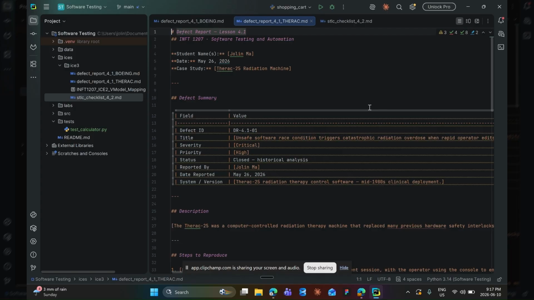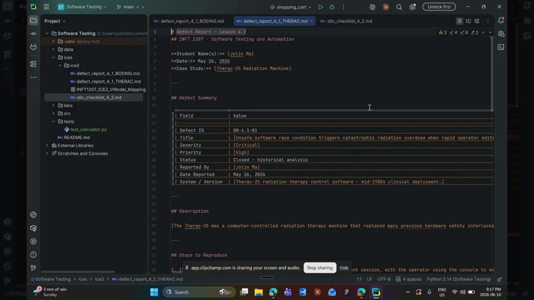Testing principle 1, testing shows the presence of defects. Operators across multiple clinics reported Malfunction 54 errors. Those reports were dismissed as a minor glitch. The signal was there, but nobody followed it.